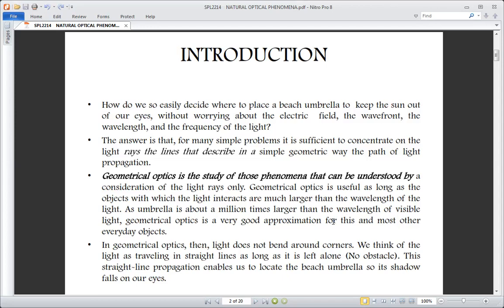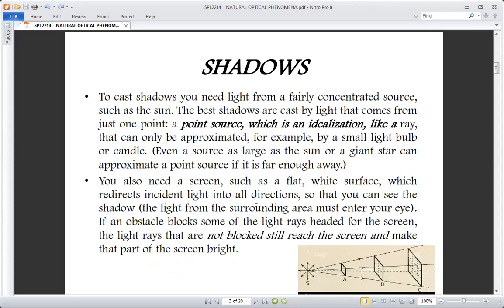So in geometrical optics, light does not bend around corners. That is what we refer to as the rectilinear propagation of light. We of course take light as if it is traveling in straight lines if there are no obstacles. But if you want light to bend, of course you must reflect it so that it takes a different trajectory. Otherwise, in geometrical optics, we consider light as traveling in straight lines, and I don't think that is something that is very new.